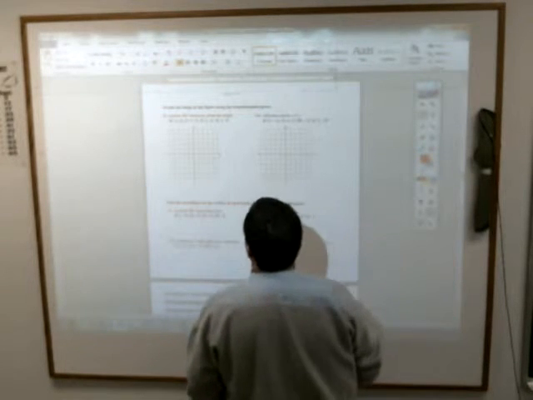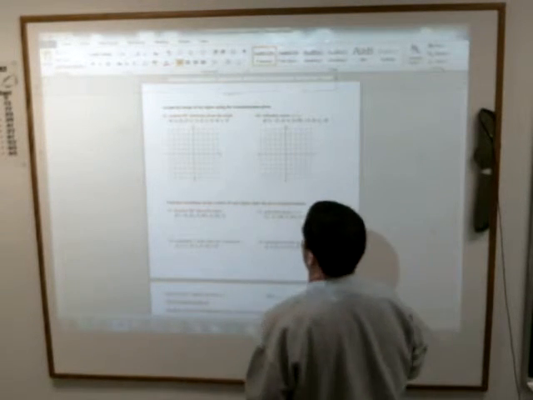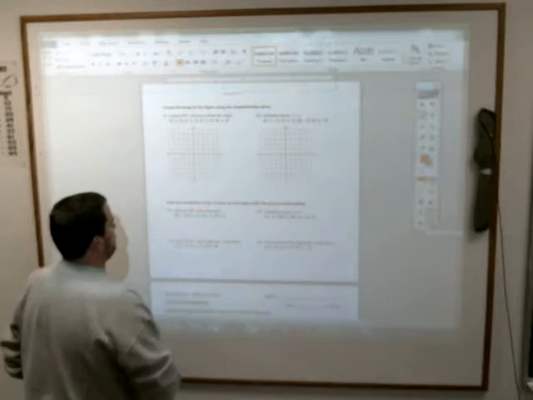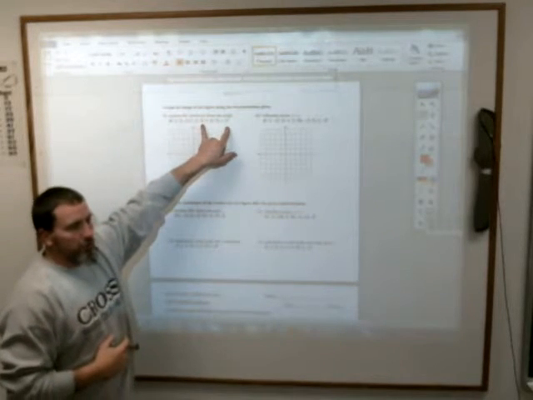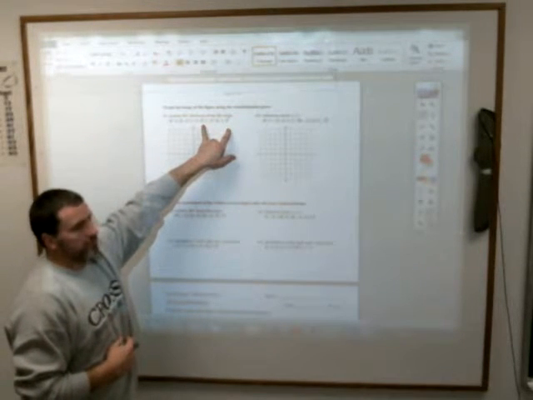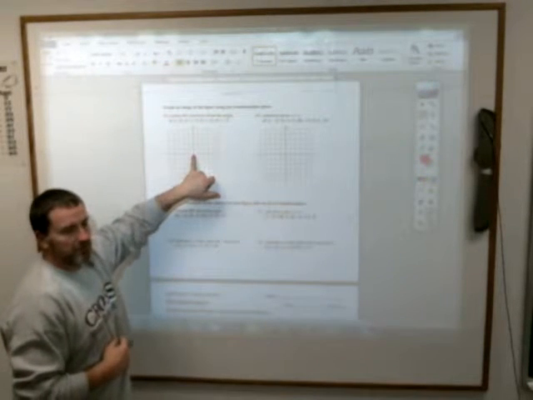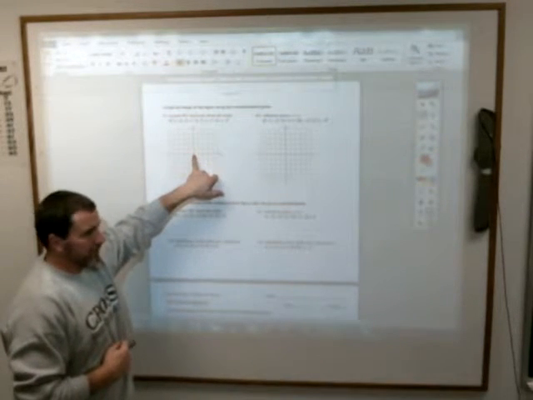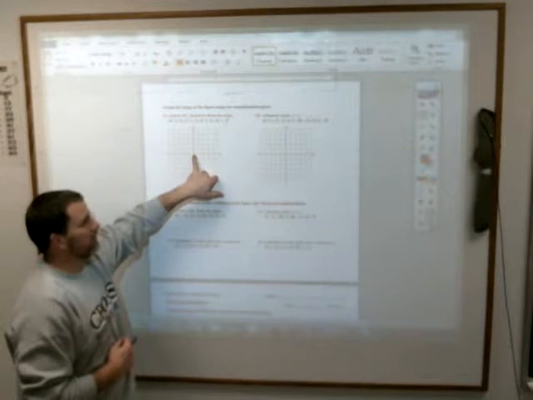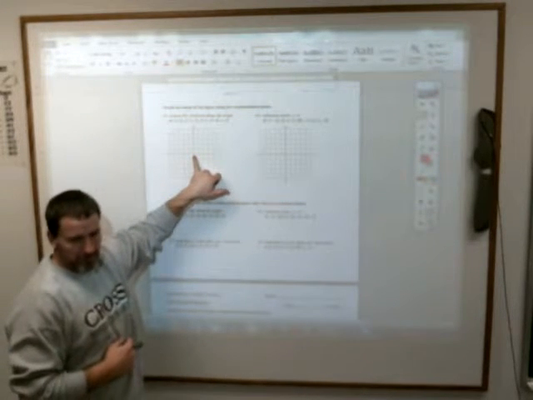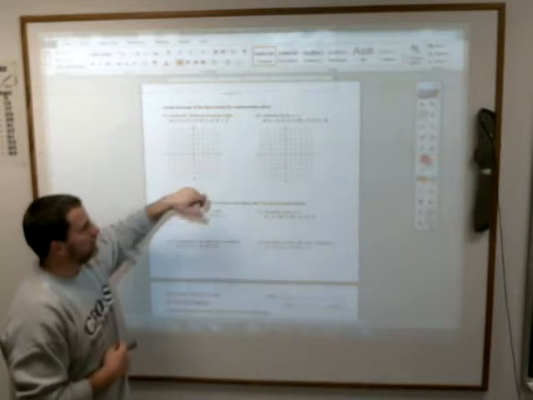Go ahead and do problem number 9. What they want you to do is plot those 4 points. You're going to get a shape, and then you need to rotate it about the origin, which is where we rotated the last one, and you're probably going to have to put your piece of paper over it. This time it's clockwise, though, going the other direction. See what you come up with.